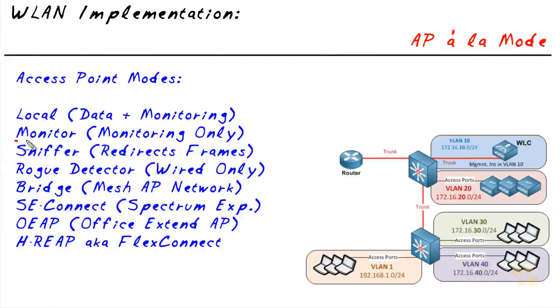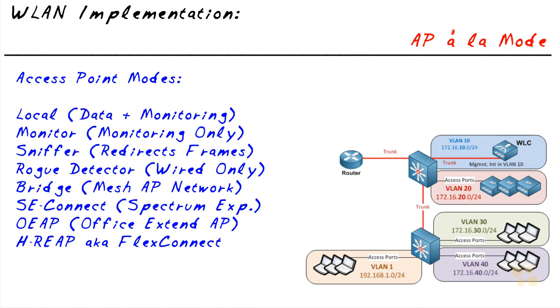Now, the next mode, monitor, is very much like local, except it doesn't support users. So a user is not going to be able to associate with the wireless local area network through an access point that is in monitor mode. So the only time you're going to be using this is if you have an extra access point that you're not using for data, or perhaps you could take one that you're using, temporarily allocate it to monitor mode while you do some troubleshooting or investigating regarding the RF space.